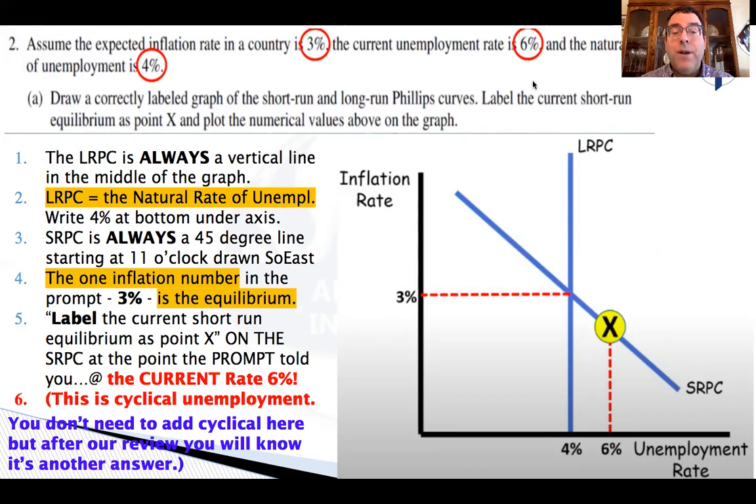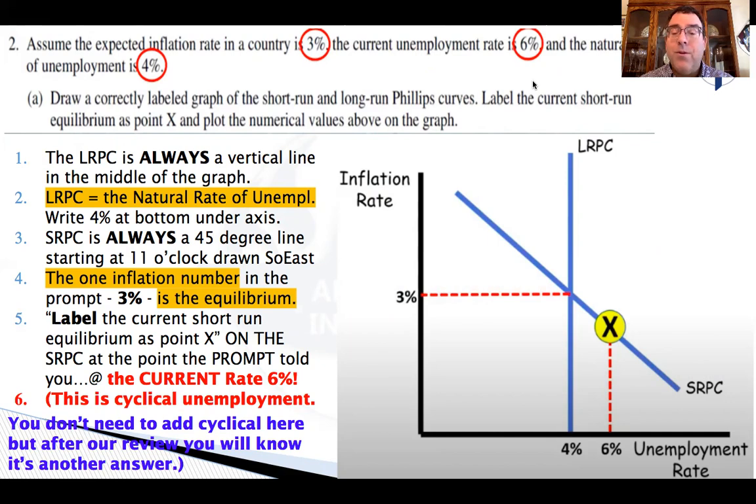There's only one inflation number in our prompt, which is the expected inflation rate. Where do you put the expected inflation rate? You put that at the equilibrium of the long run Phillips curve and the short run Phillips curve. The equilibrium point is right in the middle of the line. Have a line going horizontally over and write 3% on the inflation rate axis.